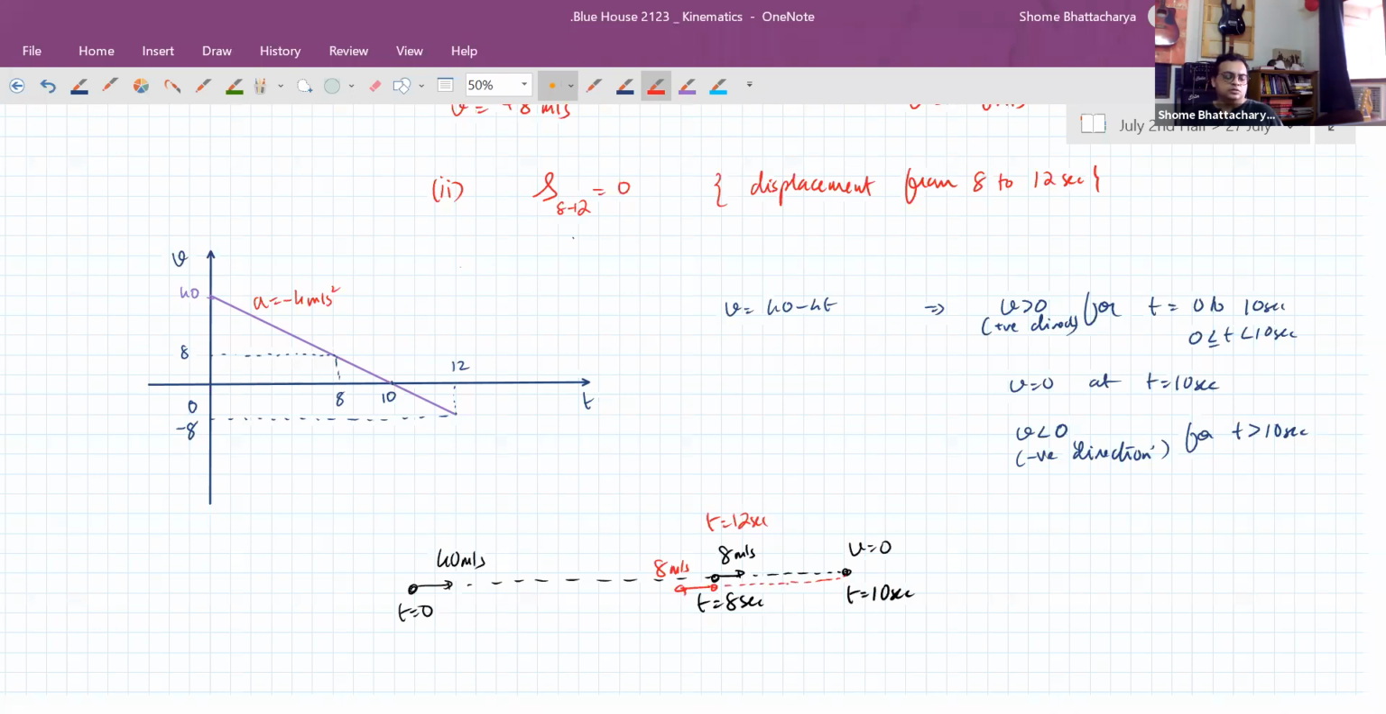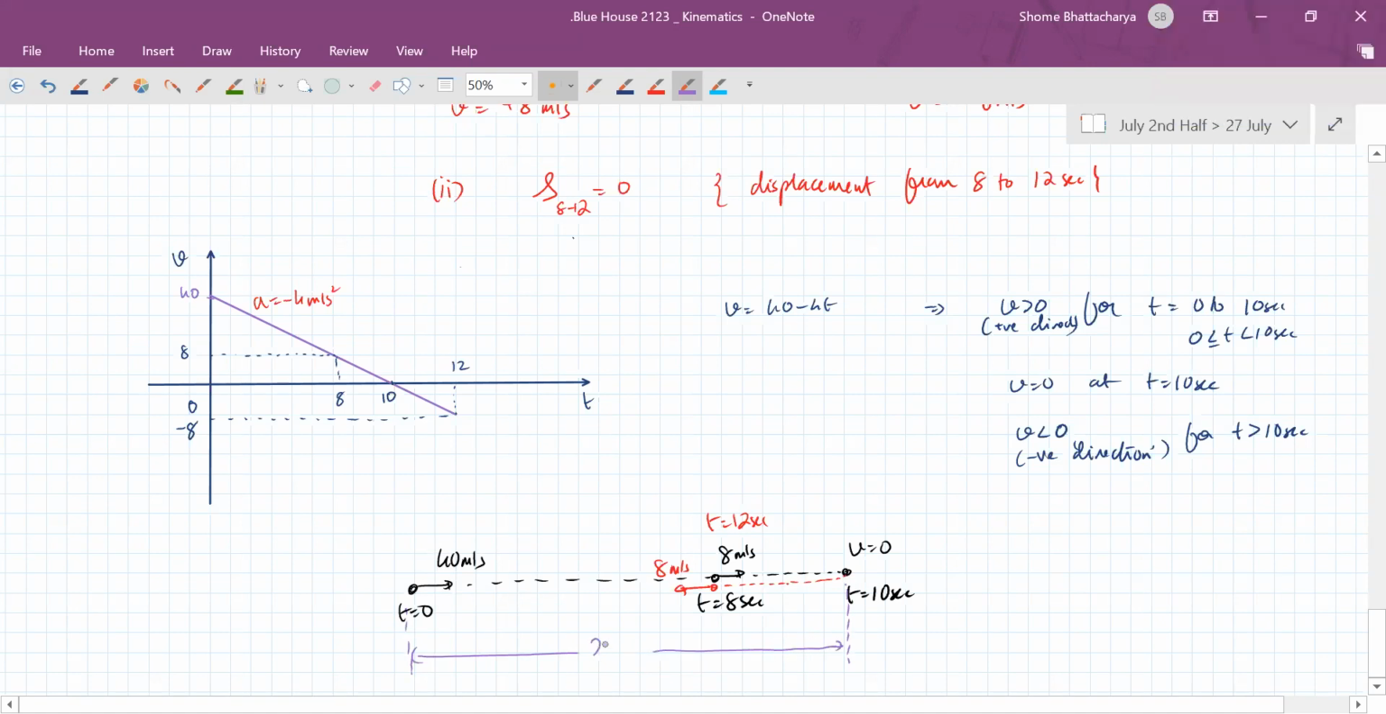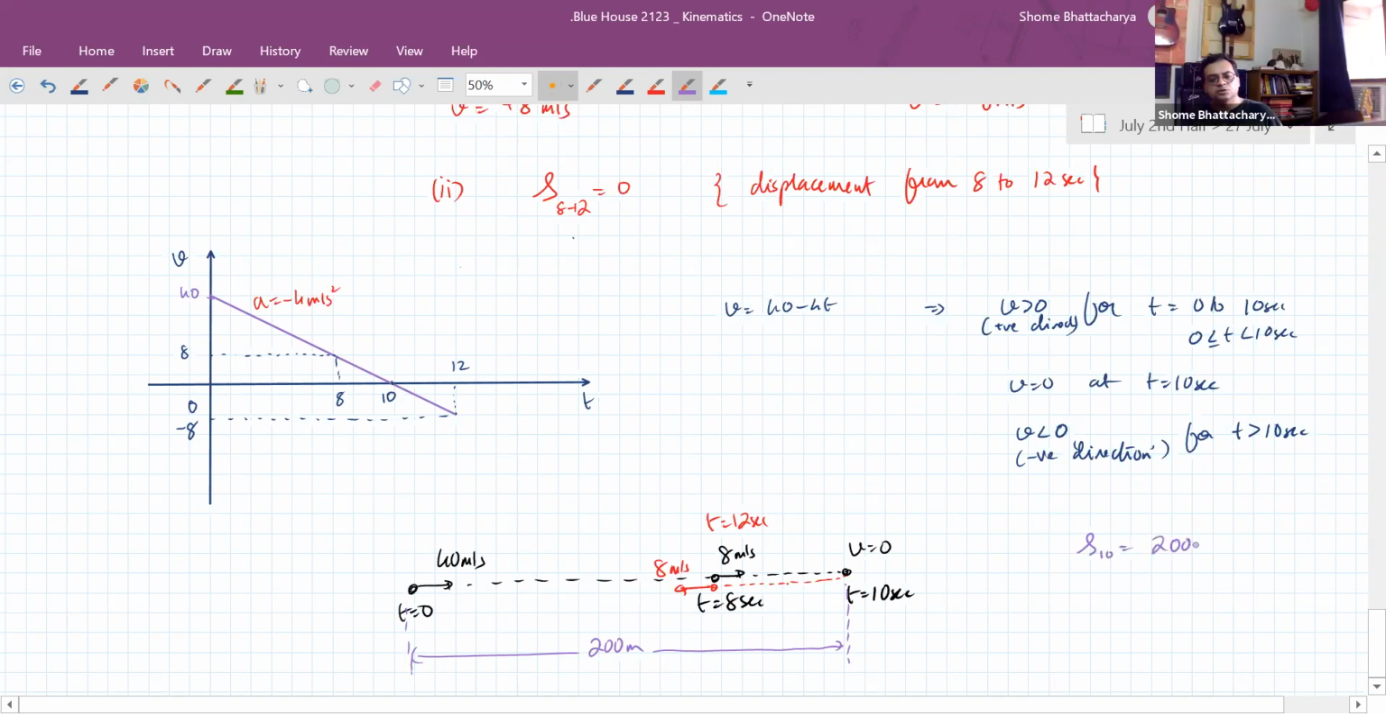Okay. So what we'll have to do first now is calculate this distance. This distance is how much now? You see the displacement at 10 seconds, it will come out to be 200 meters. The displacement at 8 was equal to the displacement at 12, which was 192. So now you can understand about this.